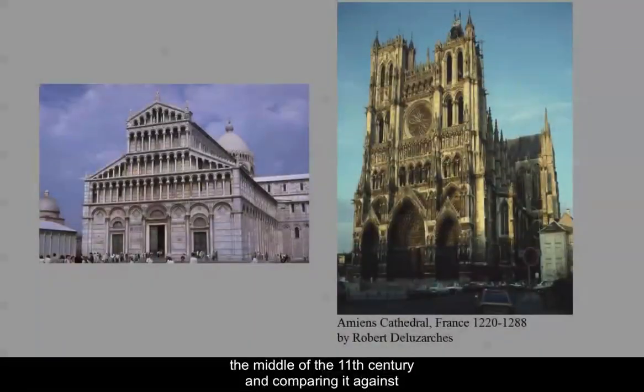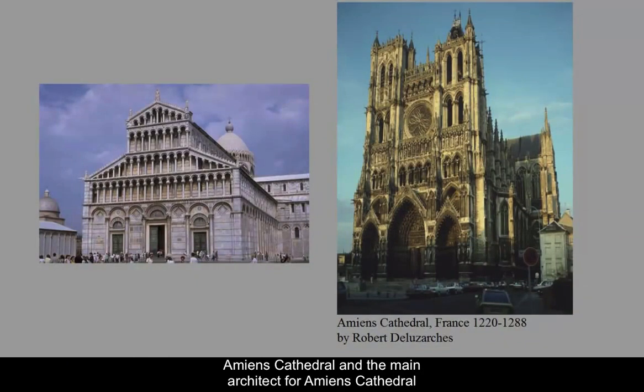So we're looking at Pisa Cathedral that dates from the middle of the 11th century and comparing it against Amiens Cathedral. And the main architect for Amiens Cathedral is actually a guy named Robert de Luzarches, and it literally means Robert Light Arches, so he was kind of named after his architectural prowess.